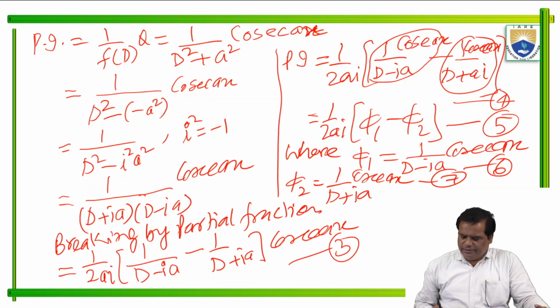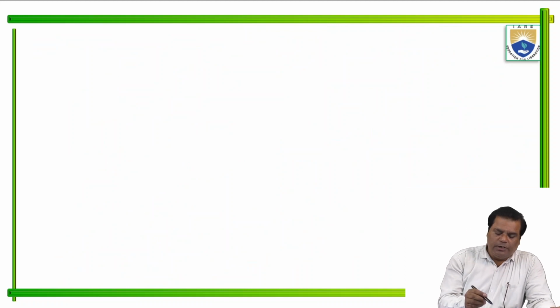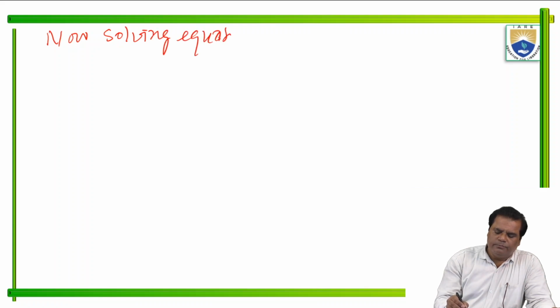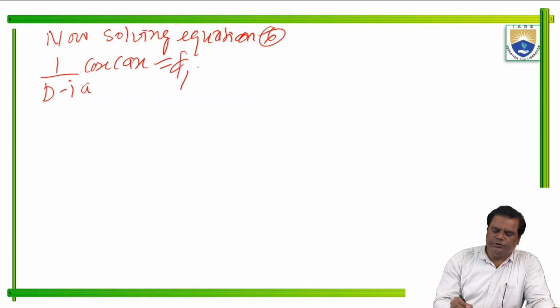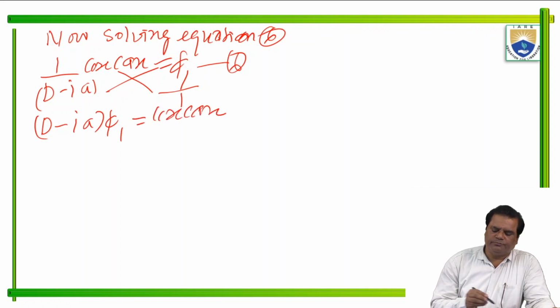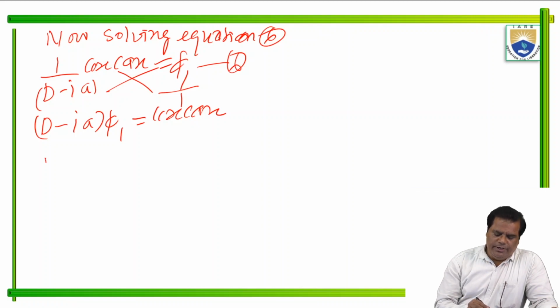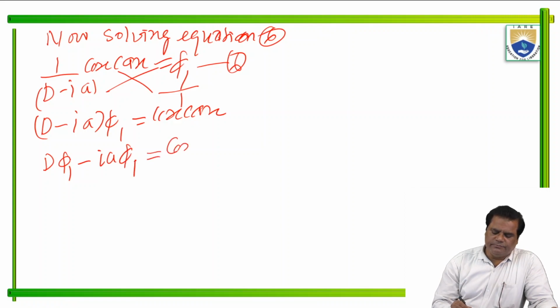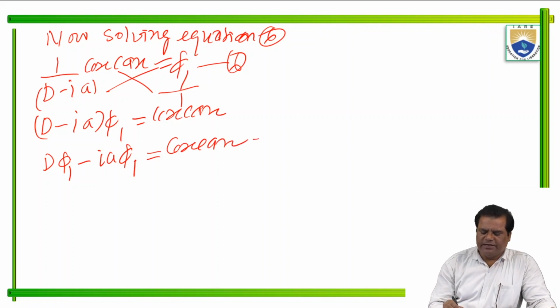So now solving equation 6. 1 upon D minus IA into cosec AX equal to phi 1. Now cross multiply here. So here D minus IA into phi 1 equal to cosec AX. Multiply by phi 1: D phi 1 minus IA phi 1 equal to cosec AX.